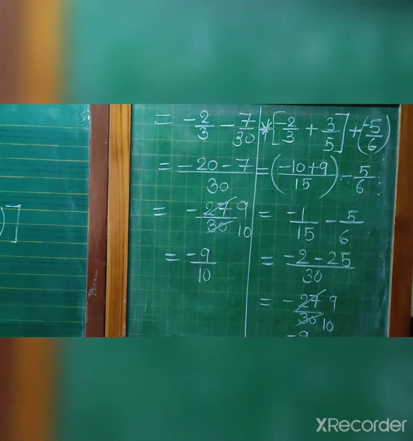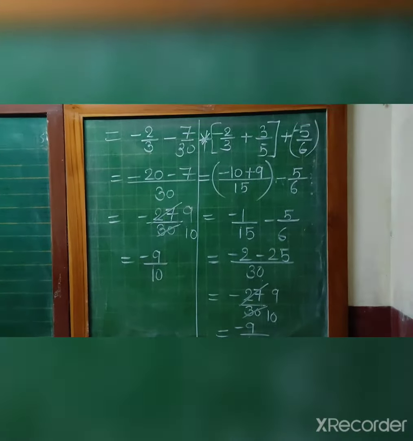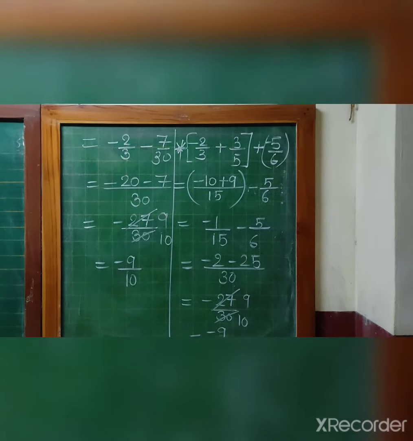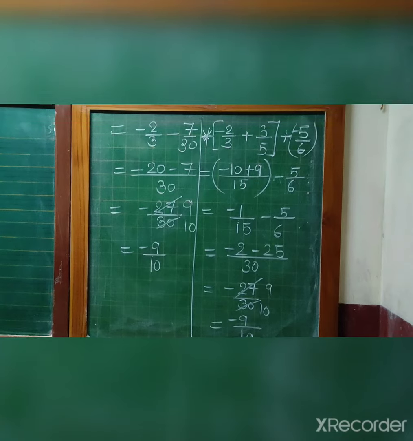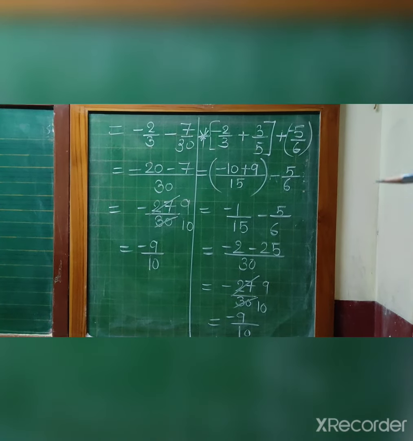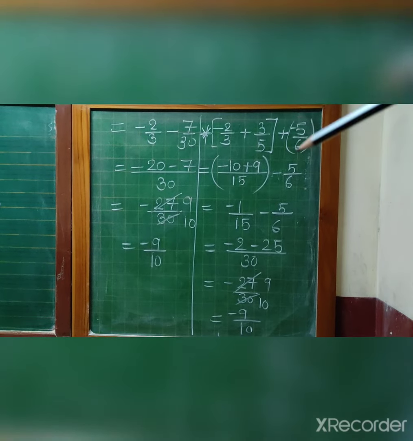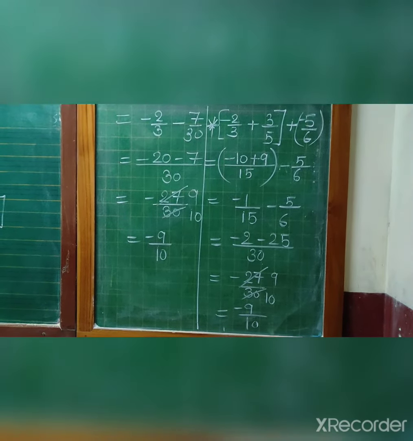Now we will shift the bracket. In the first two rational numbers, we will add these two rational numbers, and then the last we will write as it is. So the LCM of 3 and 5 is 15. 15 divided by 3, 5 times, 5 2s are 10. 15 divided by 5, 3 times, 3 3s are 9. Plus minus 5 upon 6 as it is.